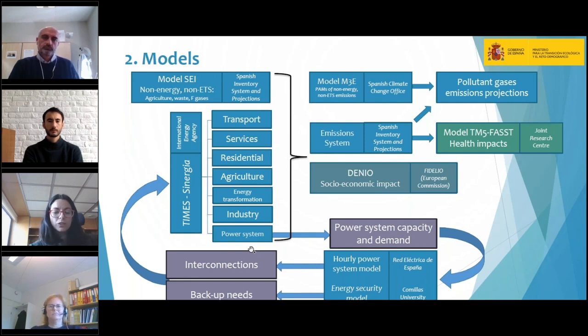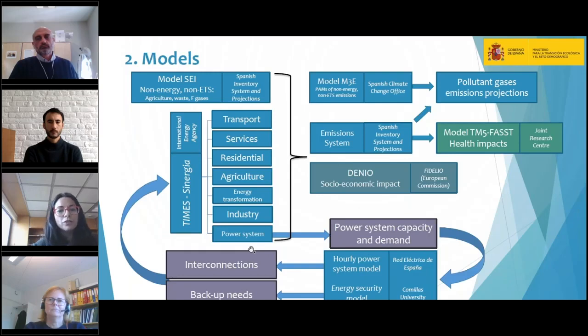And we use two different models. One was managed by the TSO of the energy system, Red Eléctrica de España, and the other was developed by the University of Comillas. With this power system model, we check that we don't need any backup. We also check the exchange in the interconnection, and in summary, that we don't have any security of supply issues in the results of this model, given that we are reaching a really big share of renewable energies in the power system.